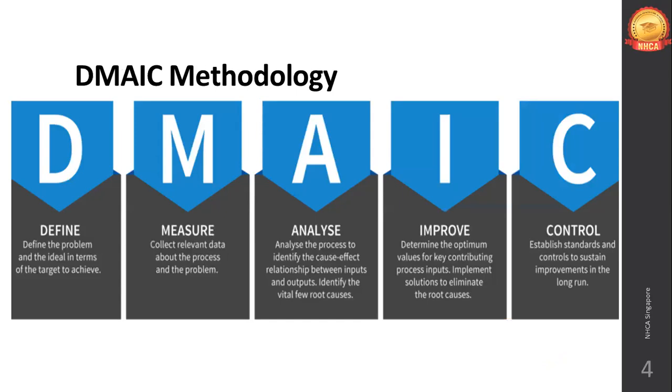Now coming to DMAIC methodology. DMAIC is the most common methodology used in Six Sigma. Here D stands for define, M stands for measure, A stands for analyze, I for improve or implement. In some cases it is implement as well. And then C for control.